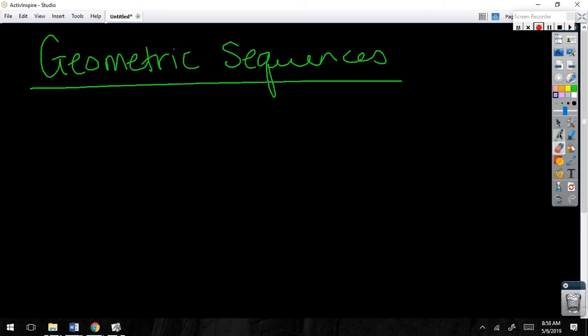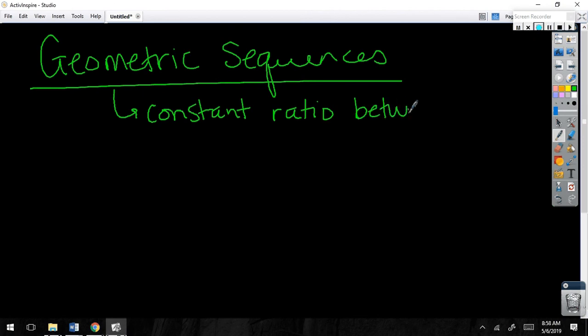All right. So geometric. We talked about arithmetic Friday, right? Arithmetic is when there's a constant difference between terms. Geometric is when there's a constant ratio between terms. And what do I mean when I say ratio? How do you find a ratio? Divide.